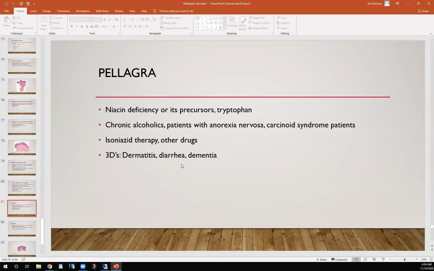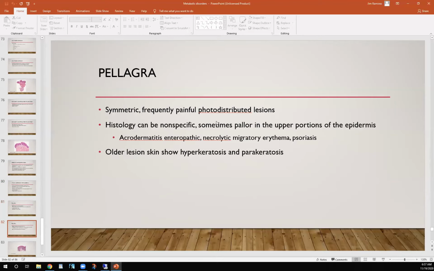Pellagra is a good one to talk about here because I think of it under this umbrella term of all the nutritional deficiencies. This one in particular is caused by niacin deficiency or its precursor tryptophan. Often these patients have nutritional problems, so they can be chronic alcoholics, patients with anorexia nervosa, in some cases even carcinoid patients. Drugs can cause it. And classically, what we all learn in med school, the 3Ds, dermatitis, diarrhea, and dementia. But I mention it here because of the common histopathologic appearance that you get in this, as well as other related nutritional disorders, which we'll talk about in a minute.